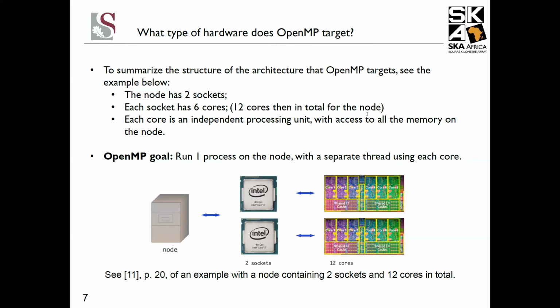Just to summarize the structure of the architecture that OpenMP targets, this is a different view of the previous slide. We have a node. This node might consist of 2 sockets, or CPUs, and inside each of these sockets there are various cores. Here, for example, each socket contains 12 cores, so in total there are 24 cores. We would like to benefit from the fact that on this node we have 1 block of memory. How can we benefit from this shared memory architecture?